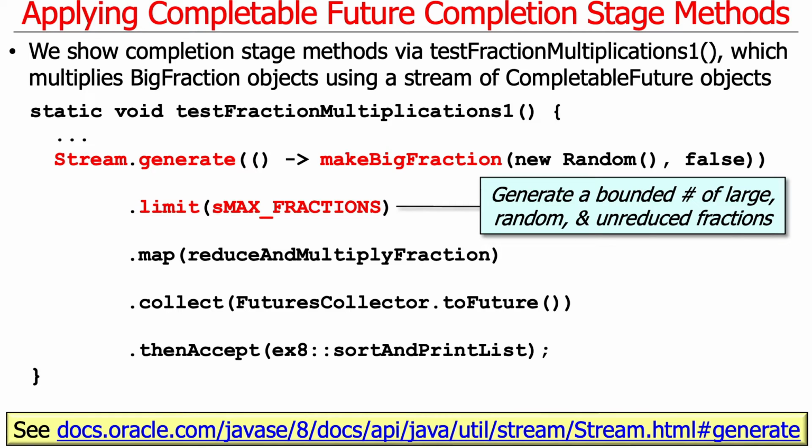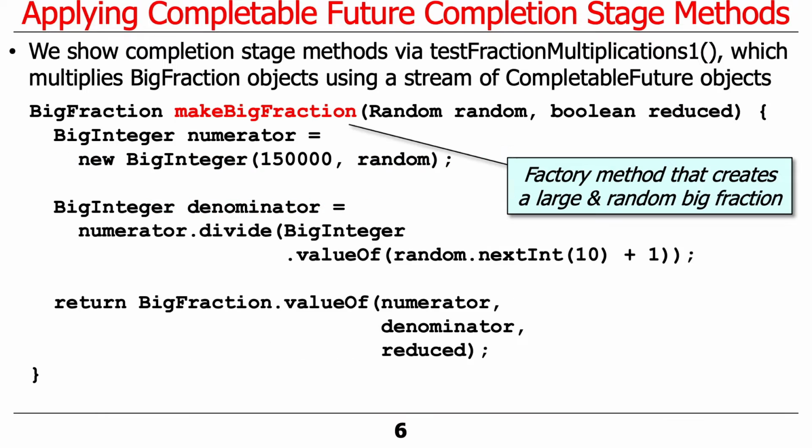What we're going to do is use the generate factory method on a stream. We haven't talked a lot about generate. Generate basically takes some kind of function and calls it forever, continually, until it's done. In this case, we're going to limit it to a certain number. We're going to generate random, unreduced big fractions, and we're going to generate S max fractions of them. Let's say that's set to 100 or 10 or whatever. So that's what this will do.